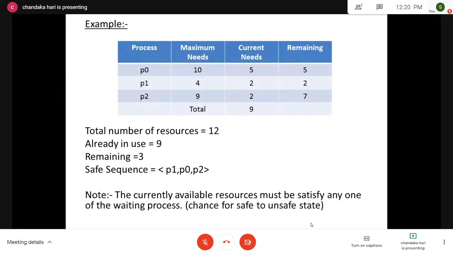But the current holdings of each process: process P0 holds 5 tape drives, process P1 holds 2 tape drives, process P2 holds another 2 tape drives. So the total number of resources consumed is 9. Available is 12, so 12 minus 9, there are only 3 resources remaining. Now process P0 is holding 5 tape drives and requires another 5 tape drives, that is the need. This is going to be called remaining.